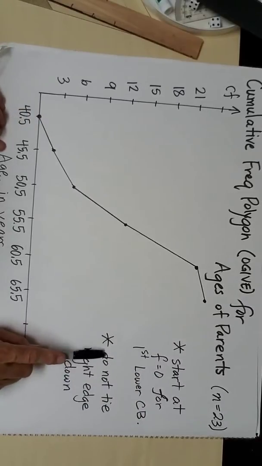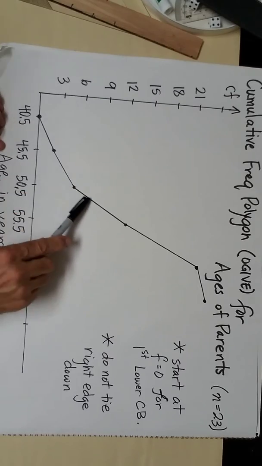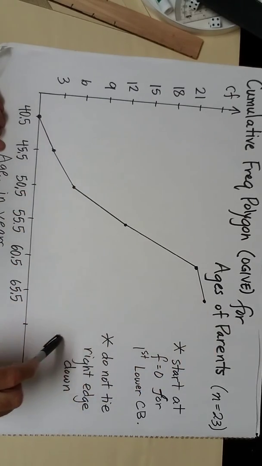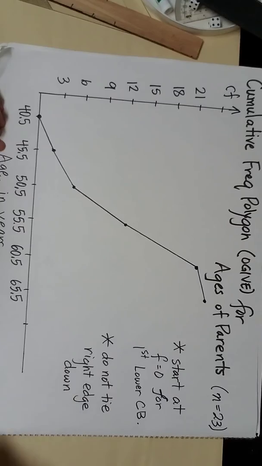And the other thing is, do not tie the right edge down. This edge will continue to increase. Do not tie that back down. It does not need to be tied down.